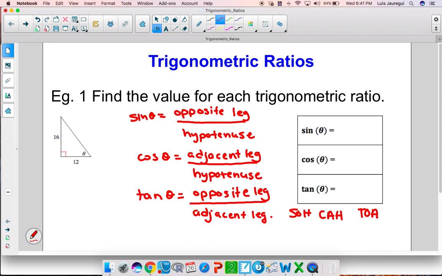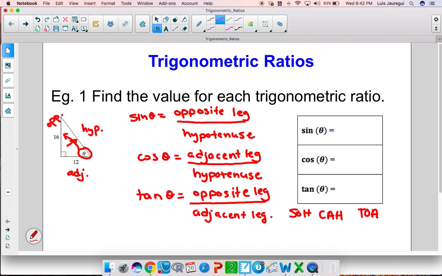So let's take a look at the diagram. We're given our angle theta in here, and we need to label the parts. The leg across from it is what we refer to as the opposite leg. Then the leg that we use to create that angle is the adjacent leg. And the side across from it is the hypotenuse.